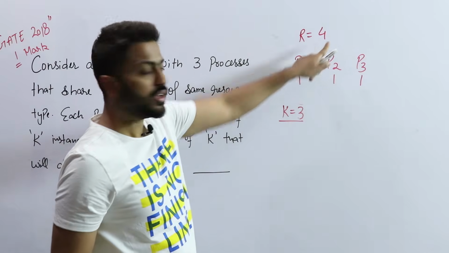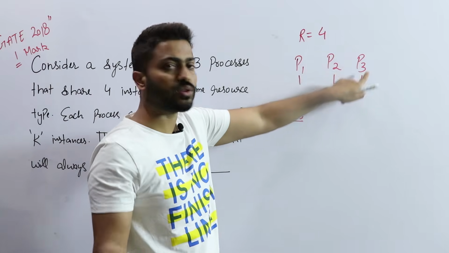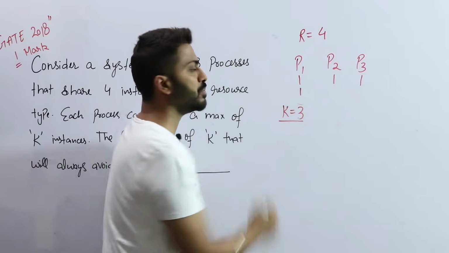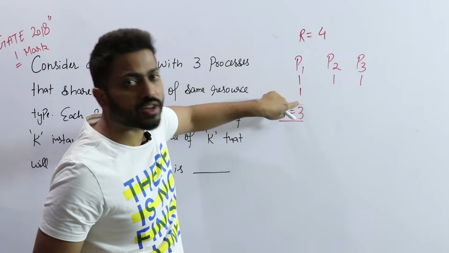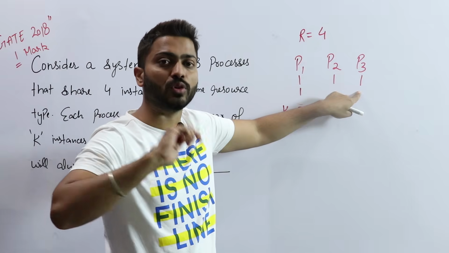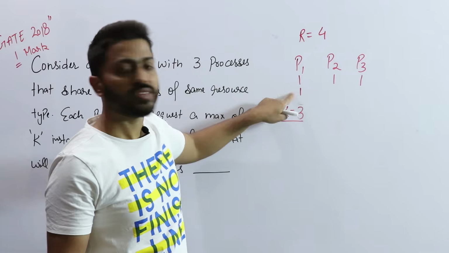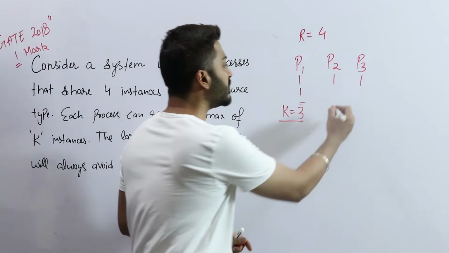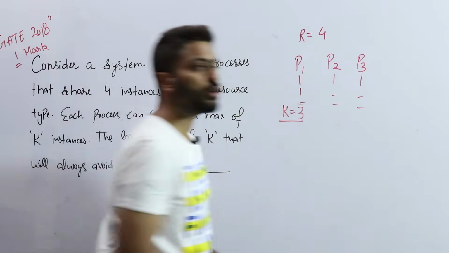Out of 4 resources, 1 resource I gave to P1, 1 resource I gave to P2, 1 resource I gave to P3. The fourth one, let's say I gave to P1. Now see, P1 needs 1 more resource to execute. P2 needs 2 more. P3 needs 2 more. How will P1 get 1 more? There is no chance that P1 gets 1 more. There is no chance that P2 gets 2 more. There is no chance that P3 gets 2 more.